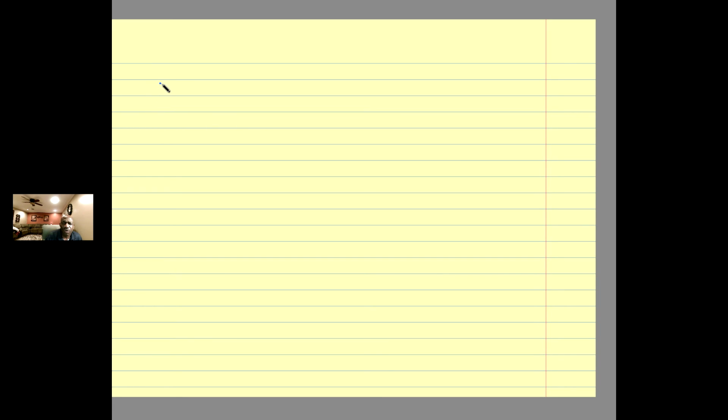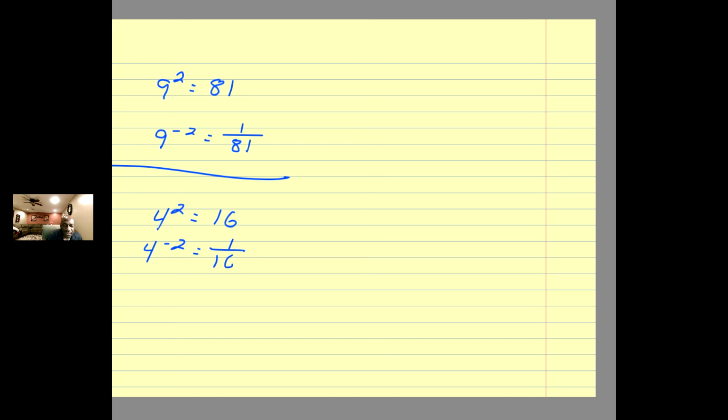If I have 9 to the second, you already know that that is 81. 9 times 9, 81. So I'll say, what is 9 to the negative second? You're going to flip it: 1 over 81. They're reciprocals. If I say, what is 4 to the second? You're going to say, 4 times 4 is 16. What is 4 to the negative second? The reciprocal, 1 over 16. All right? Very good.